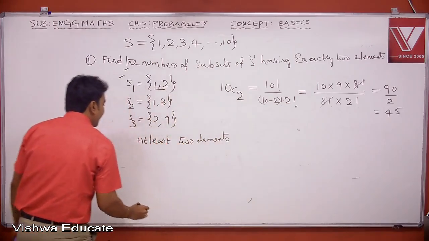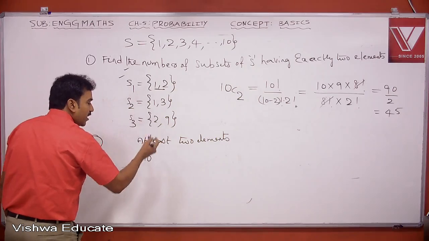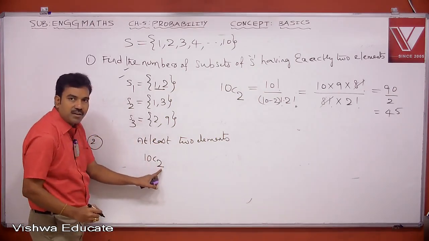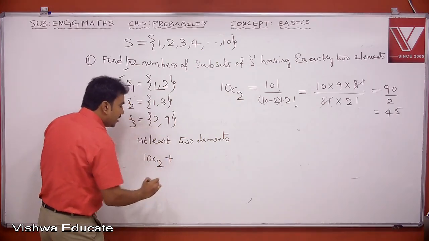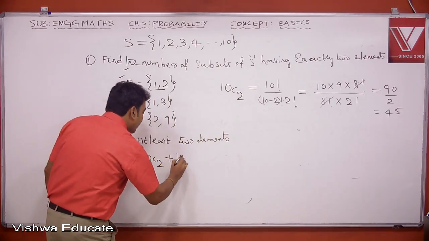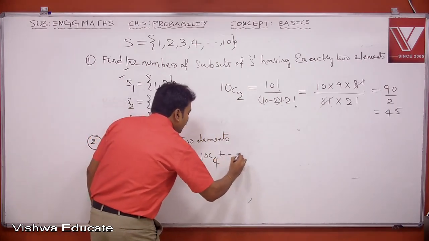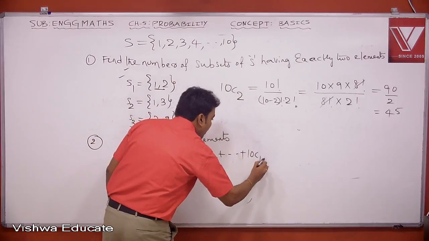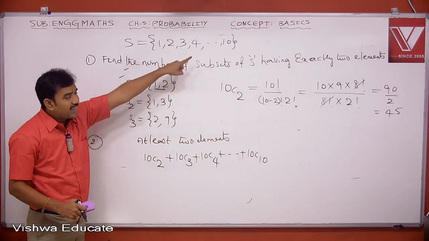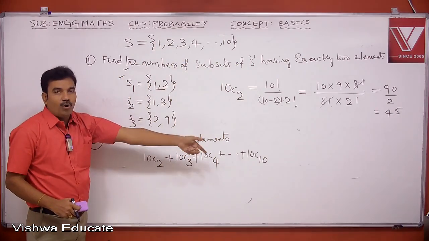At least means it can be 2, or more than 2 also. So the number of subsets of S having exactly 2 is 10C2, or at least means it can have more than 2 also. So that means it can have 3 elements, 10C3, 10C4 plus and so on. Maximum it will have 10 elements because the original set contains exactly 10 elements. So the maximum subset will contain all 10 elements.